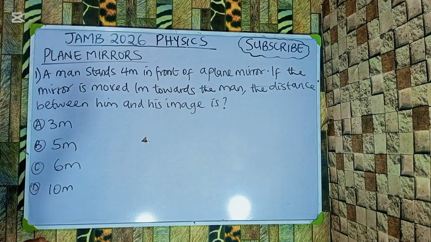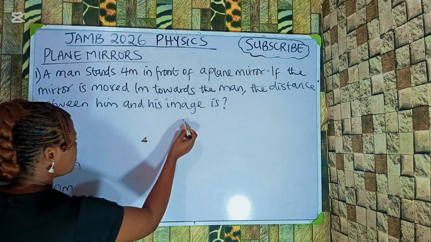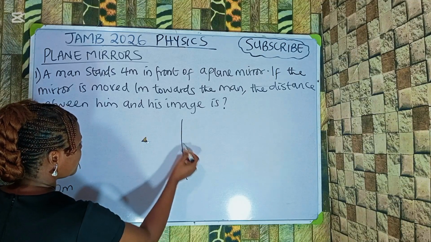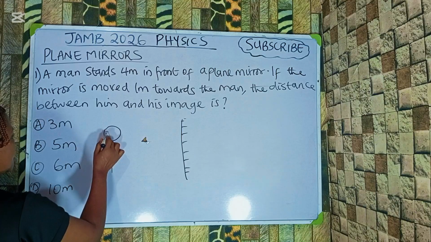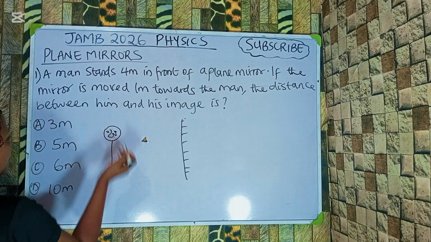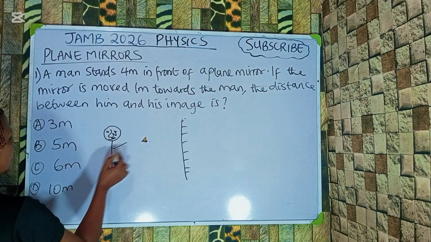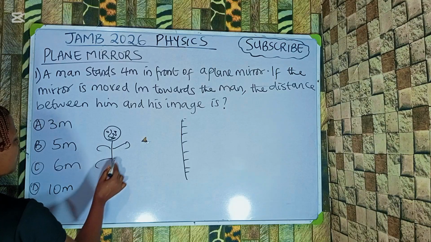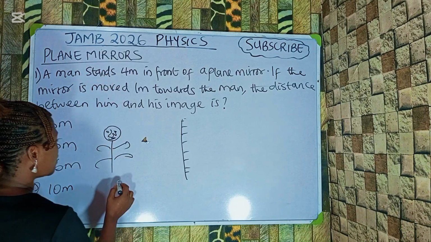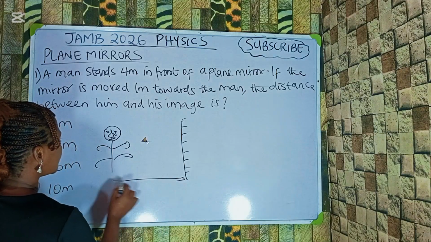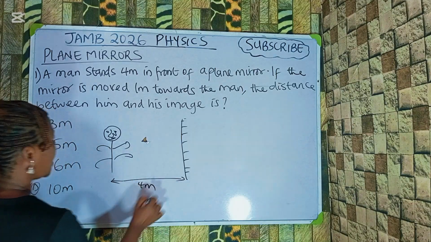Now, before we can solve this question, we must understand the question. The question says, a man stands 4 meters in front of a plane mirror. This is a plane mirror, and this is the man. The man is standing in front of a plane mirror, and the distance between him and the plane mirror is 4 meters.